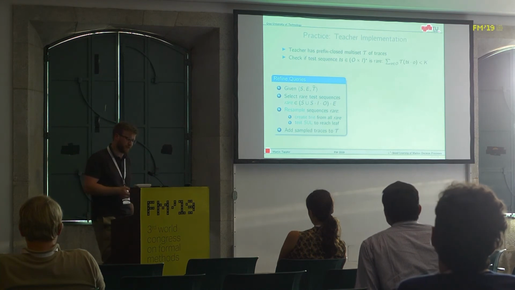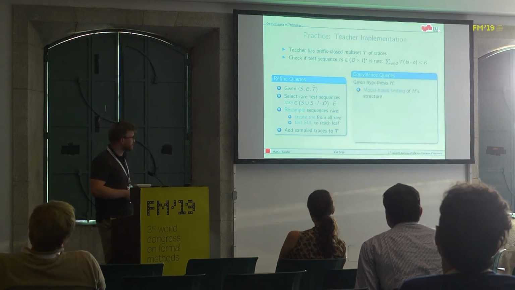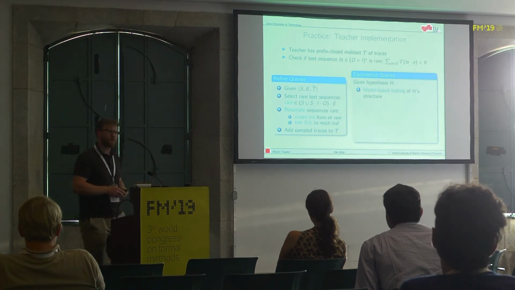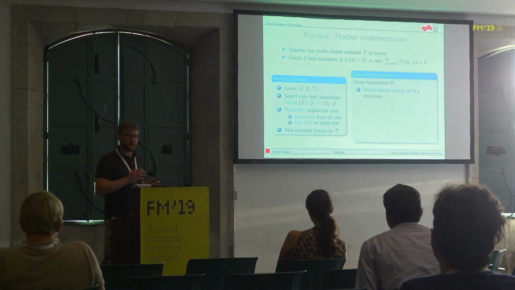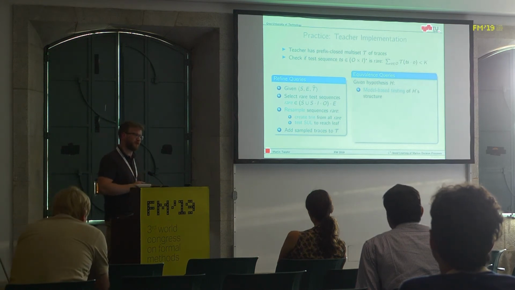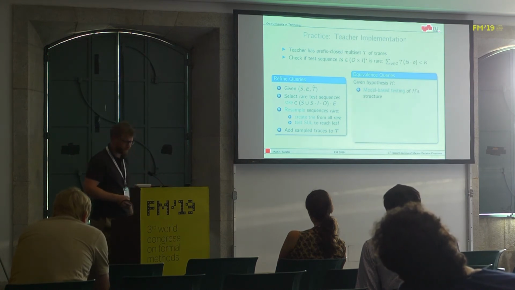By that, we sample new traces and add them to our multi-set of traces. For the equivalence queries, we are given a hypothesis and we apply two strategies. First, we perform model-based testing of the hypothesis structure. In that kind of testing, we try to find a trace that can be observed on the system, but not on the hypothesis. So this would be a counterexample to the structure of the hypothesis.